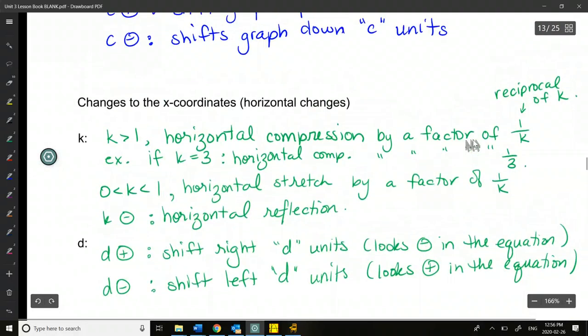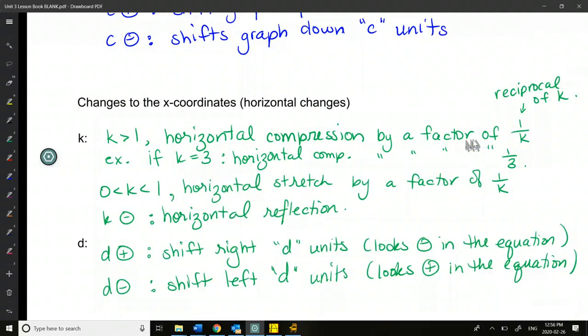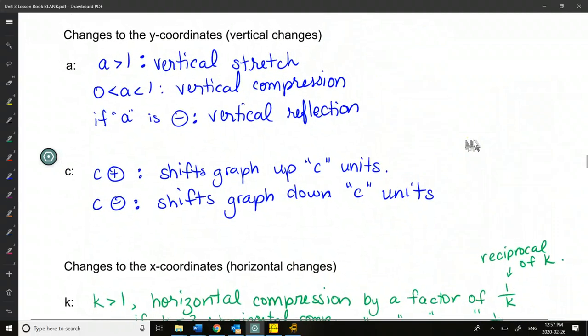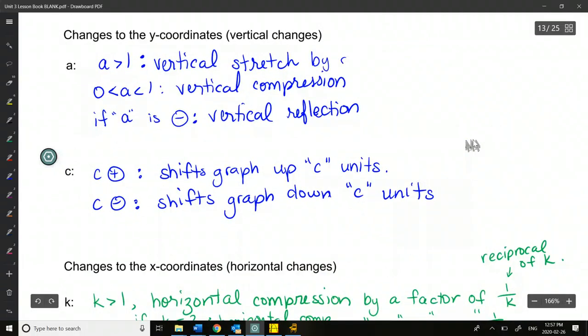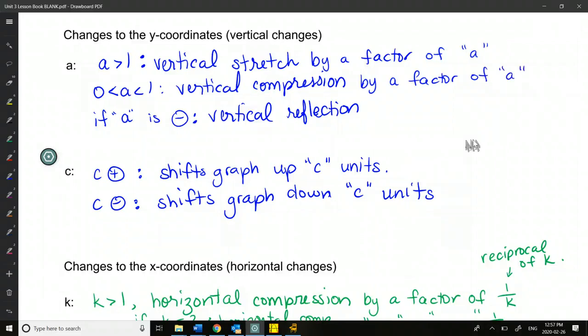Okay, and I might also get you guys to just add up at the a value. We're going to add by a factor of a after the vertical stretch and vertical compression part. So I'll go down in 1 second if you're not done, but we're going to say vertical stretch by a factor of a, and also vertical compression by a factor of a. Okay, so just add these above.